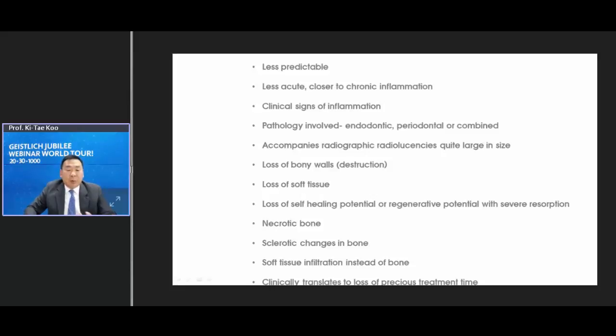Also, the reason for erratic healing may be that it has changed to necrotic bone, and we do observe sclerotic changes in bone when they have chronic lesions surrounding the area. These are usually adaptive properties that have thickening of bone around the chronic lesions. Also, soft tissue infiltration instead of bone after an ample amount of healing time usually translates clinically to loss of precious treatment time for the patient and also for you as clinicians.